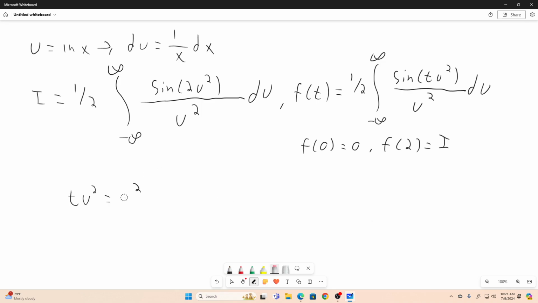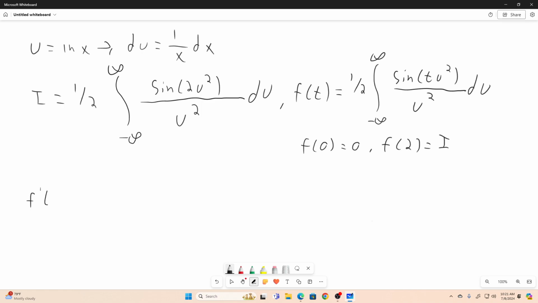Let's go ahead and take a derivative with respect to t of our f of t using the Leibniz rule for differentiation under the integral sign, which says that we can take the derivative with respect to t of this f of t by taking the integrand and taking the partial with respect to t and leaving the rest alone.